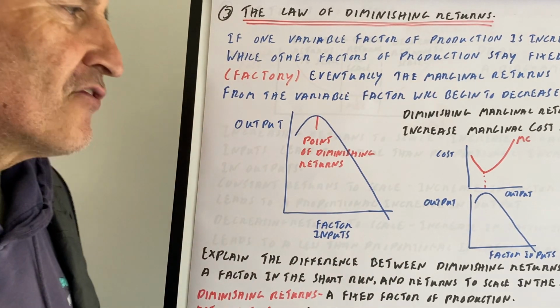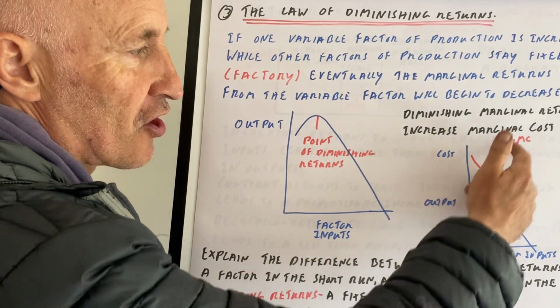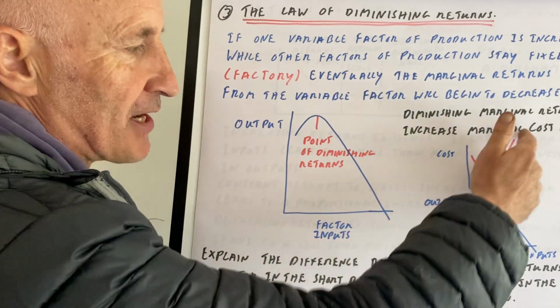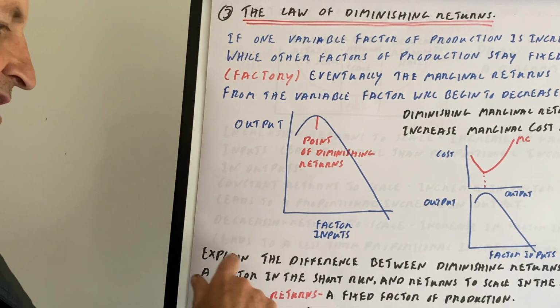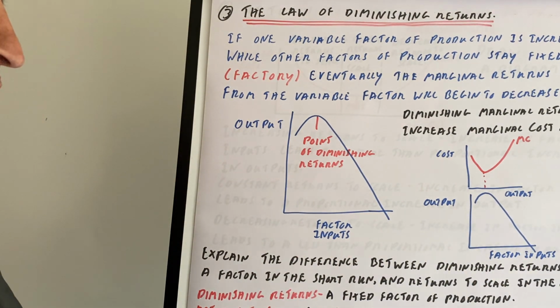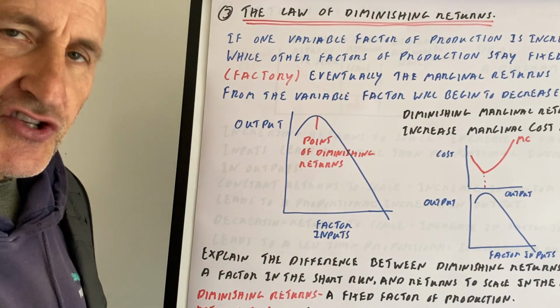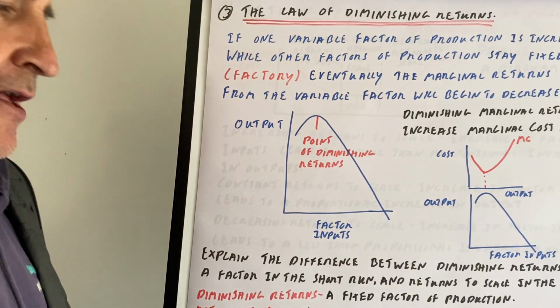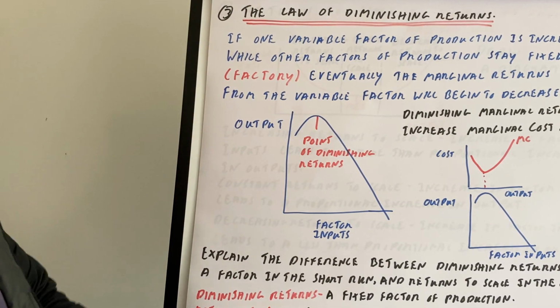Now, they quite like this in exam, but when you reach your peak here, draw this marginal cost curve will be at its bottom, and then it will start to rise because we're becoming less efficient. Right, explain the difference between diminishing returns to a factor in the short run and returns to scale in the long run. The only difference is diminishing returns is if you have one fixed factor of production. Returns to scale is when all factors are variable in size.